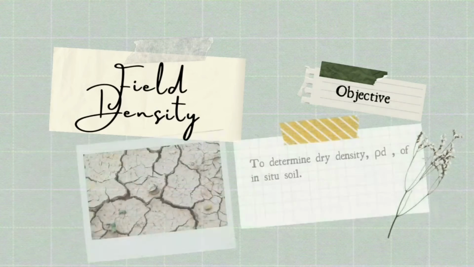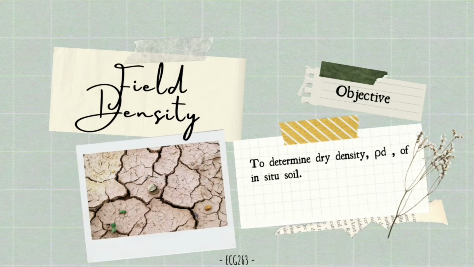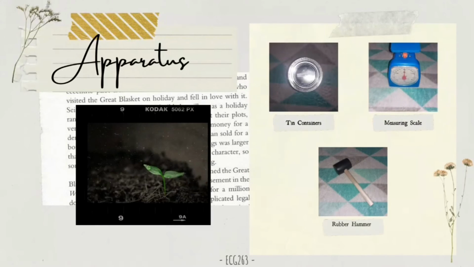The next experiment is field density. The objective of this experiment is to determine the dry density of in situ soil. The apparatus used in this experiment are a tin container, or we call it a steel container, a measuring scale, and also a rubber hammer.